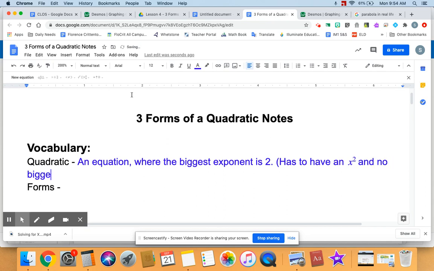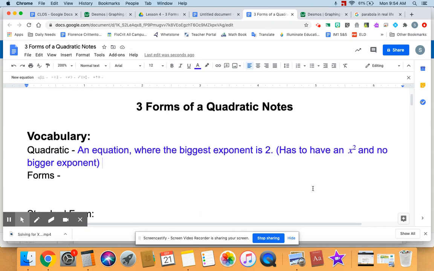And no bigger exponents. Because smaller exponents are fine, like just x's are fine, or just numbers, but no bigger exponent than a 2 to be a quadratic. So this is what we're going to talk about. This is what the next 2 units are about.